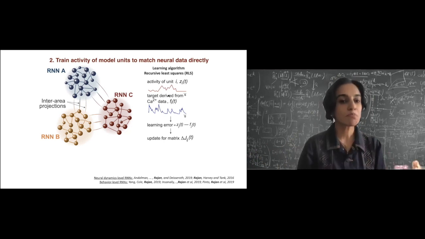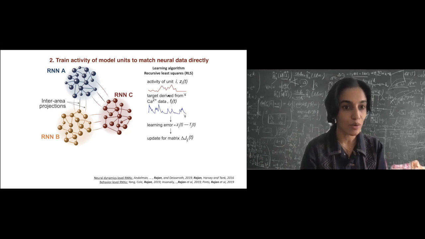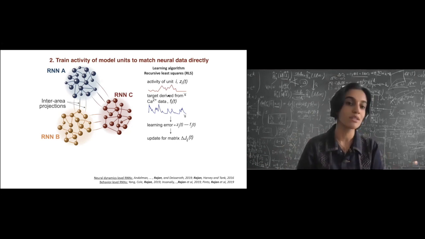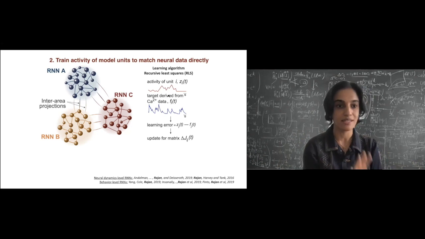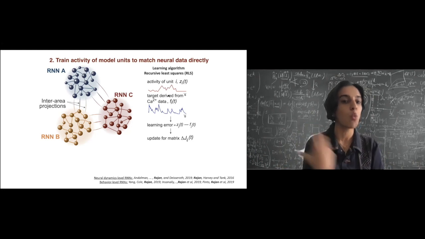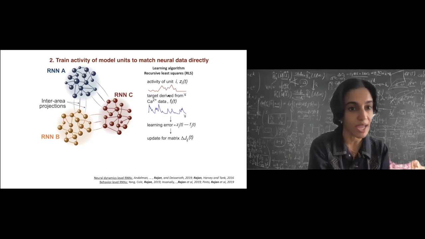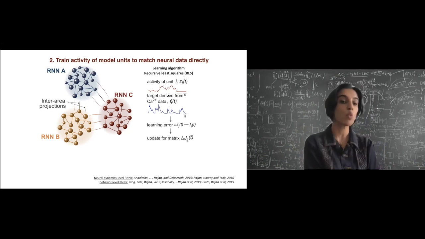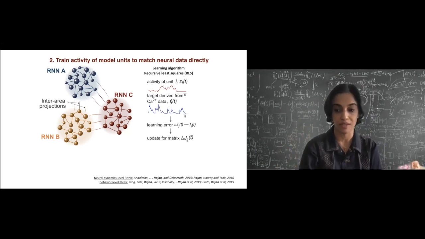Okay, so what does this buy you, right? This is a very supervised learning algorithm, and kindly note, I'm not using this to call it a plasticity mechanism or anything. It's wildly biologically unrealistic, but it gets us to what kind of structures will match the activity once trained, right? So what does this buy you? This buys us three things.